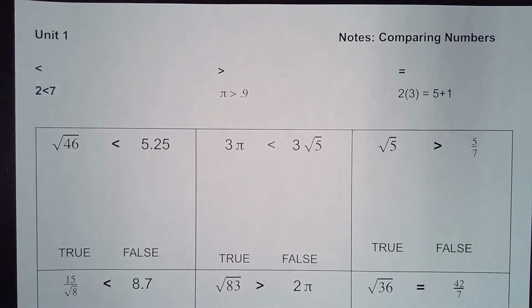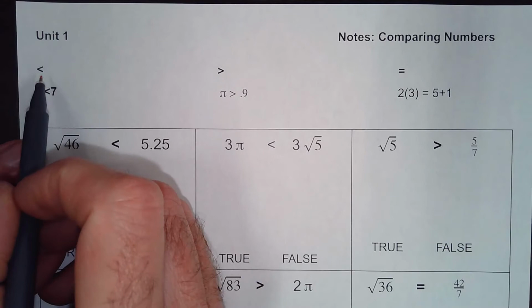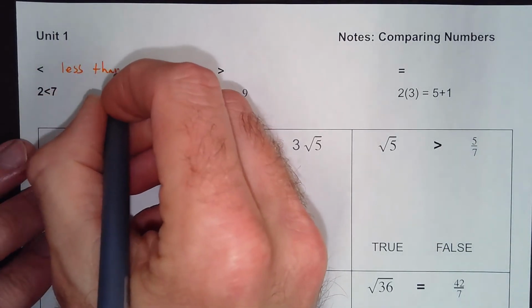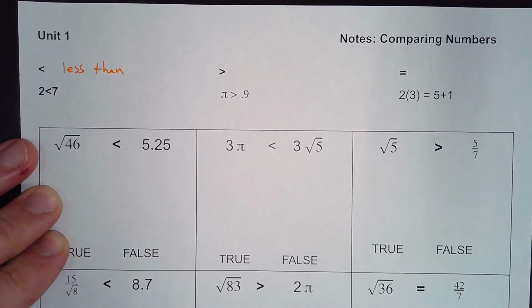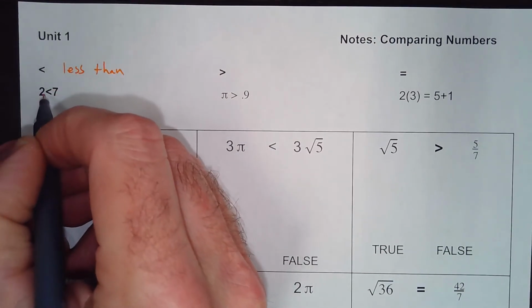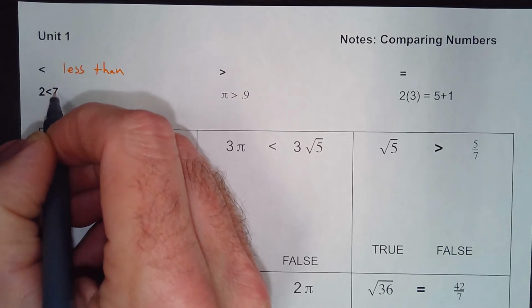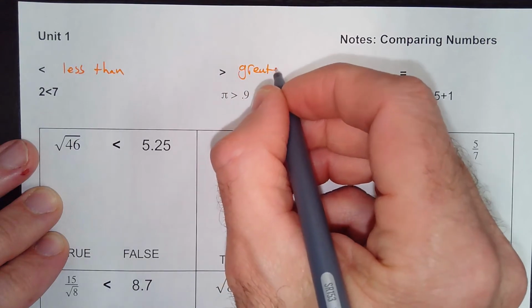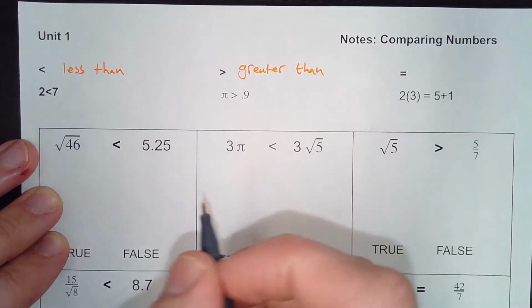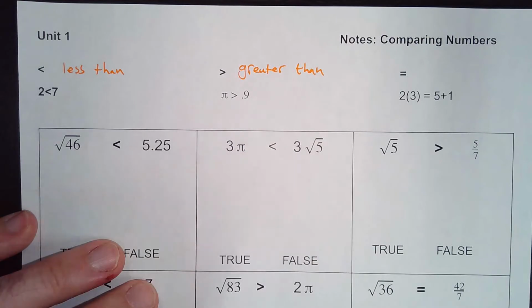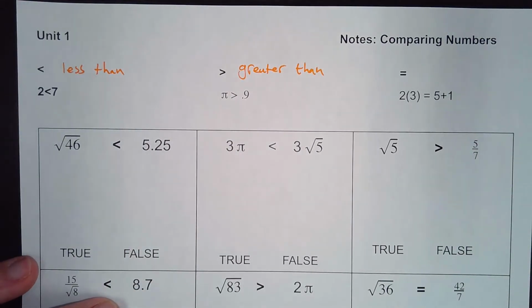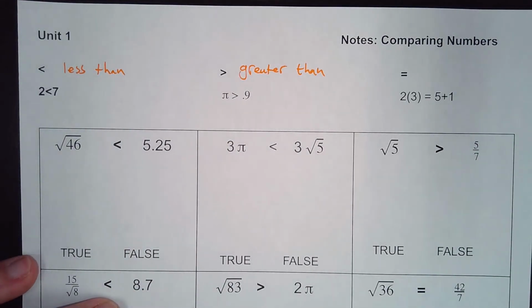All right, so if we jump right in, let's remind ourselves of some of these symbols. So this would mean less than. Remember, the alligator is going to eat the bigger number. So 2 is less than 7. Alligator's trying to eat the bigger number. This is greater than. And pi is greater than 9/10. And then finally equal.